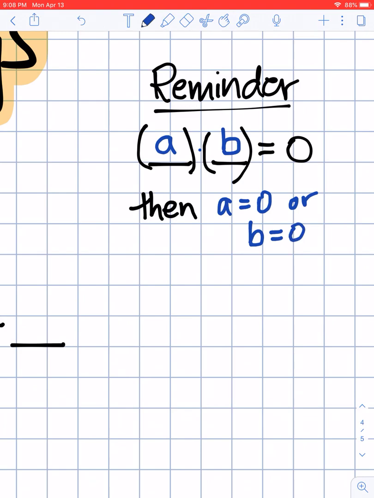This is called the zero product principle rule. You don't need to know that name, but we use it a lot in the lessons from chapter 7 going forward. Just a reminder that it has to be a multiplication problem, and you have to have a 0.